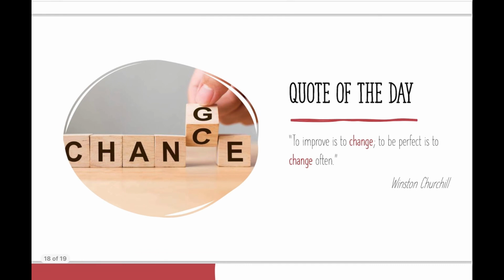Before we do some exercise, let's ponder on this. To improve is to change. To be perfect is to change often. Winston Churchill.